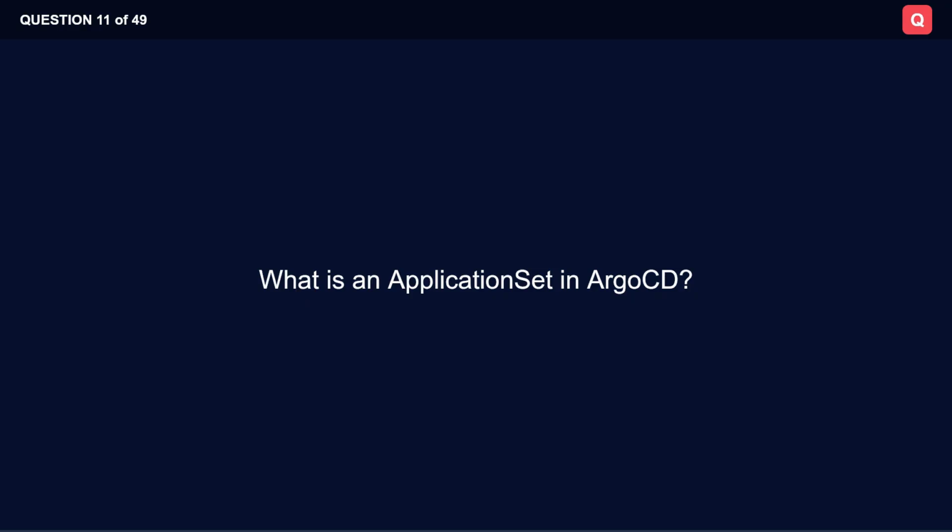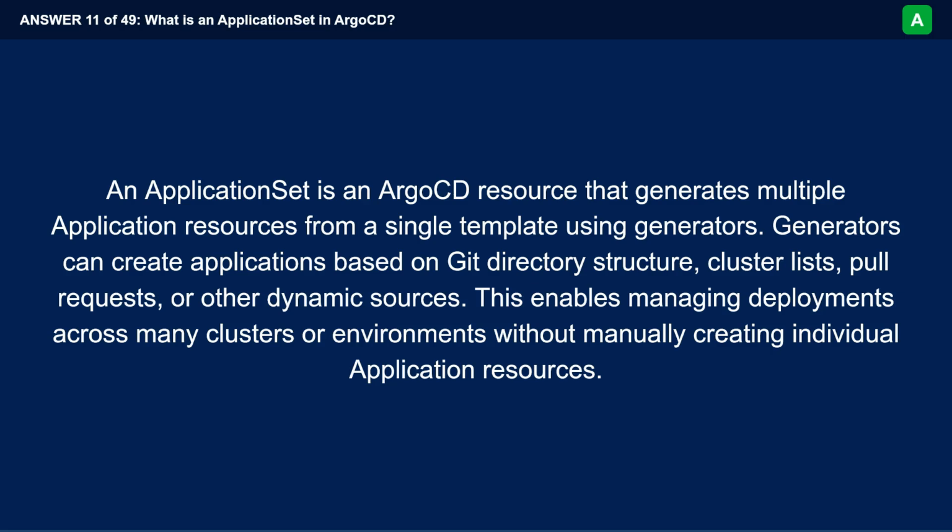What is an application set in ArgoCD? An application set is an ArgoCD resource that generates multiple application resources from a single template using generators. Generators can create applications based on Git directory structure, cluster lists, pull requests, or other dynamic sources. This enables managing deployments across many clusters or environments without manually creating individual application resources.